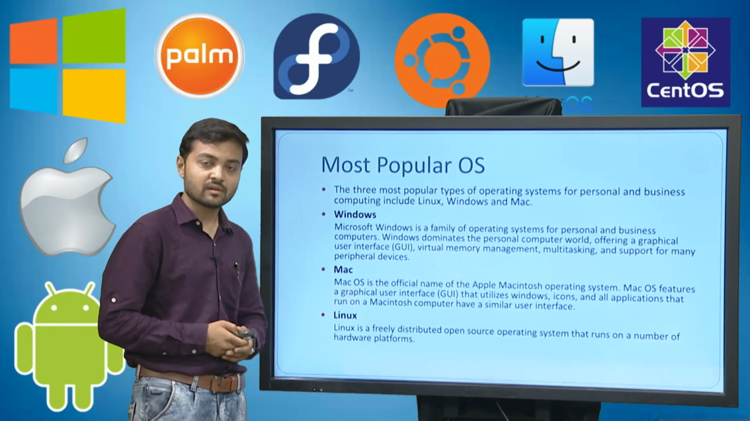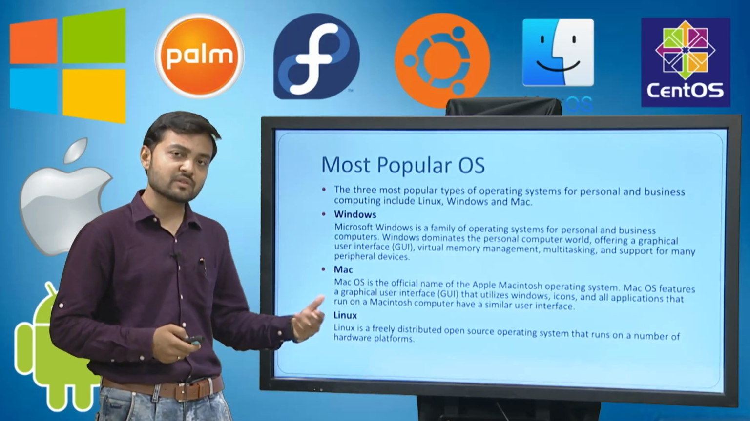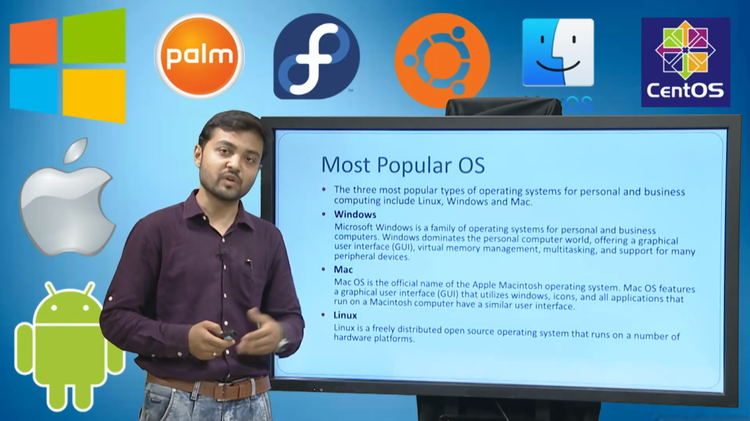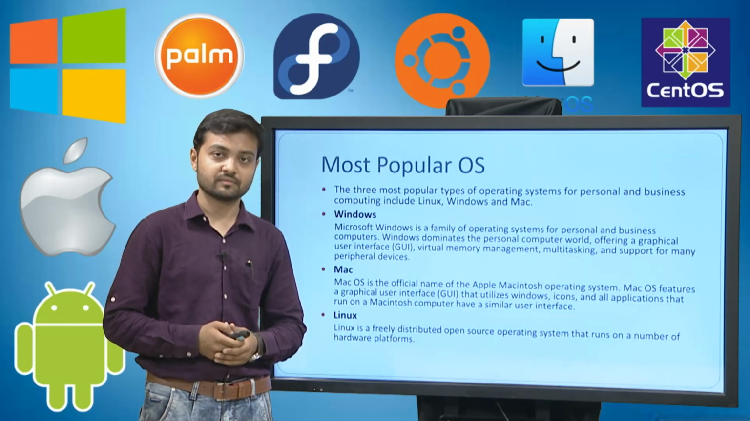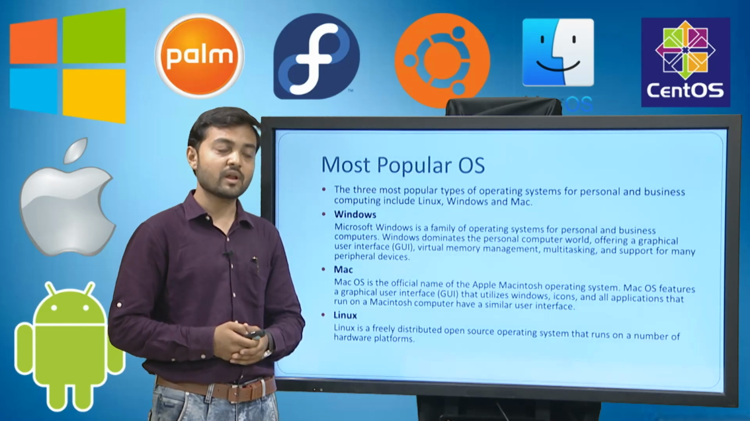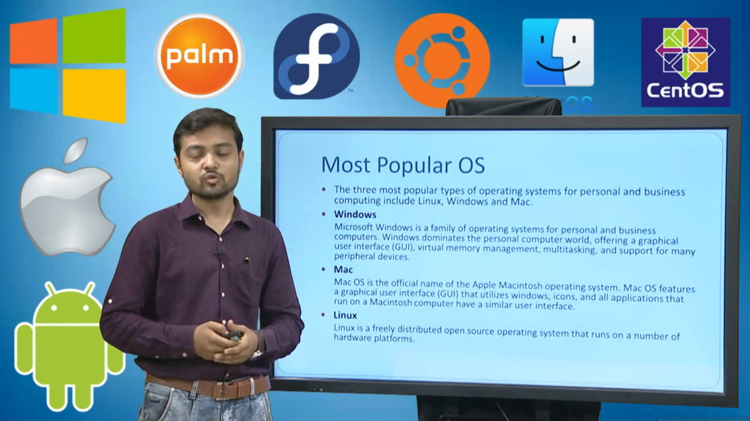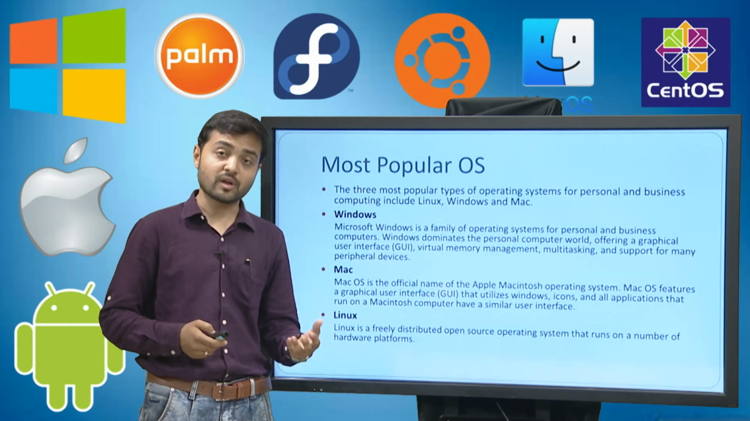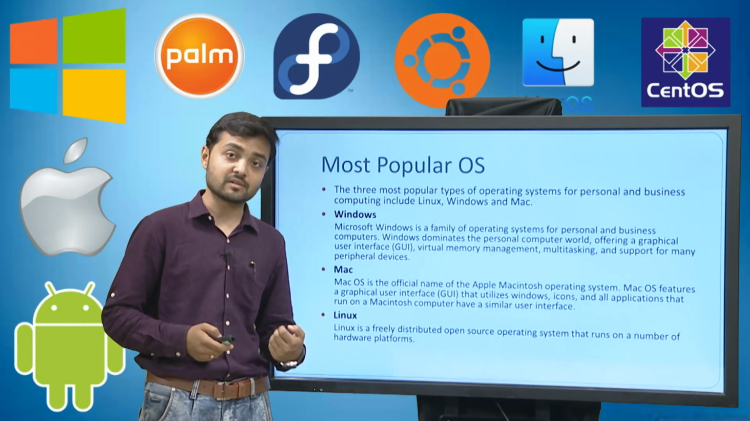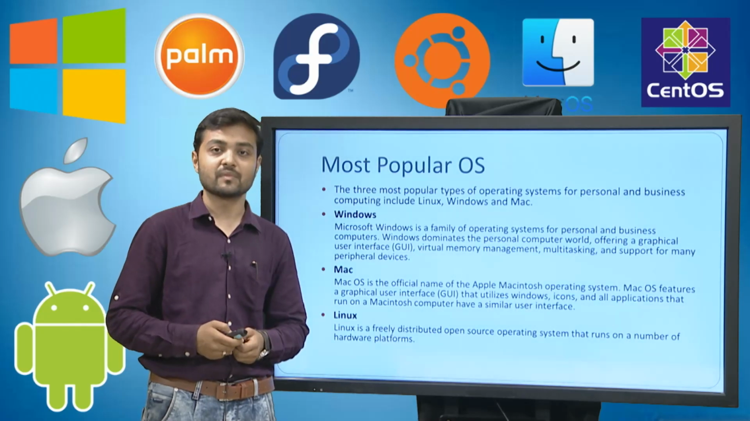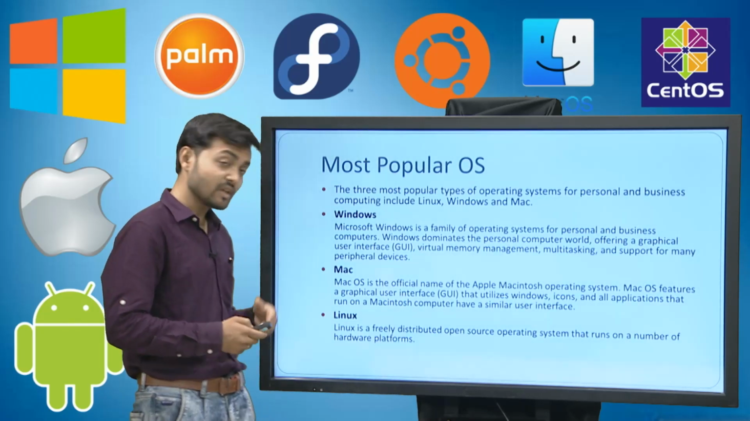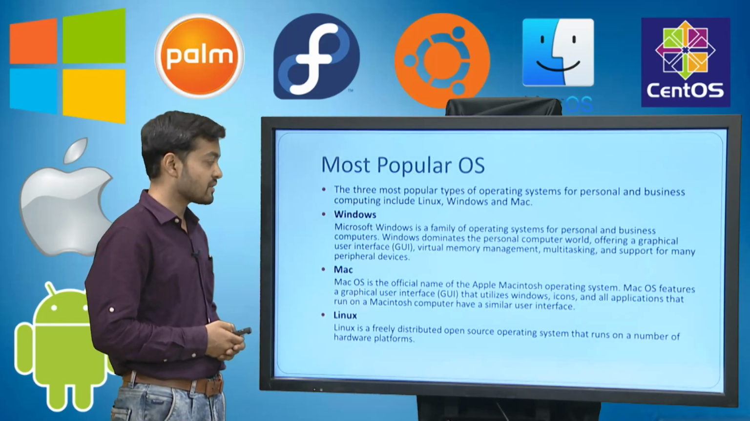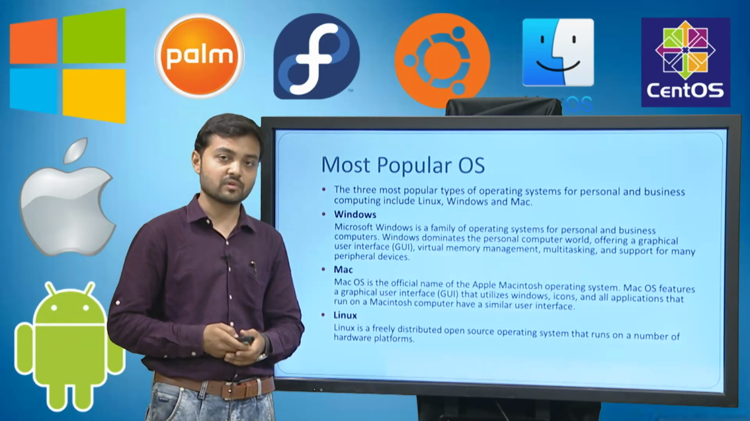Next is Linux. Linux is different from Windows as well as Mac OS. Linux is free as well as open source, whereas Windows and Mac are not at all free. You have to pay a charge for them. Whereas Linux is free and open source. Free means you do not have to pay anything for it, and open source means you can write your own code, you can modify the kernel of the operating system, you can build your own operating system for Linux and you can use it. So Linux is a freely distributed open source operating system that runs on a number of hardware platforms.